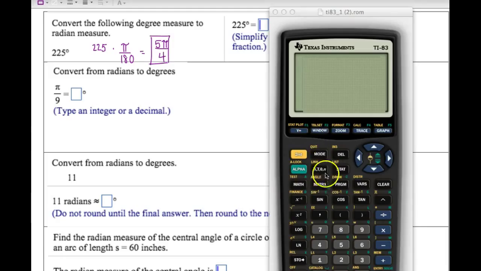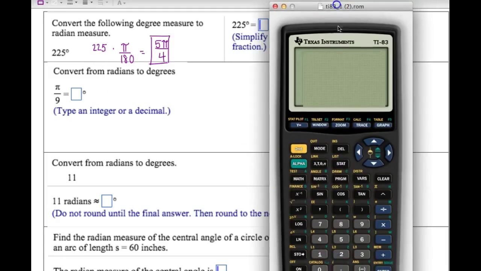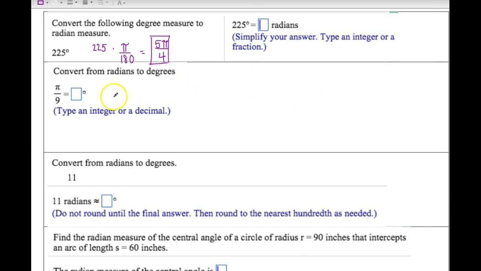If you pull out your calculator and divide 225 divided by 180, you would get a decimal. But if I wanted this as a fraction, all you have to do is hit math and then number 1 for fraction. This will convert your answer into a fraction. Once again, math and it's the first one. There you go.